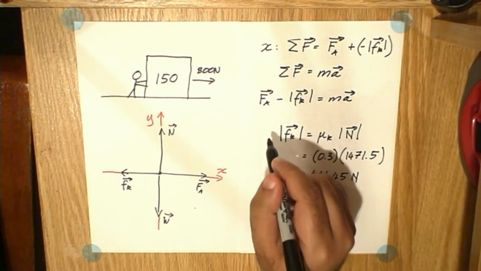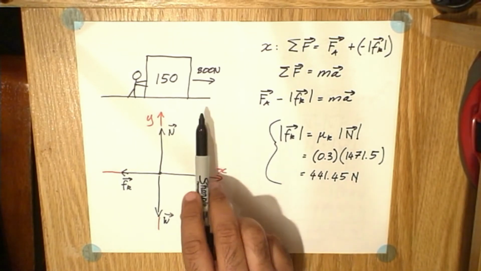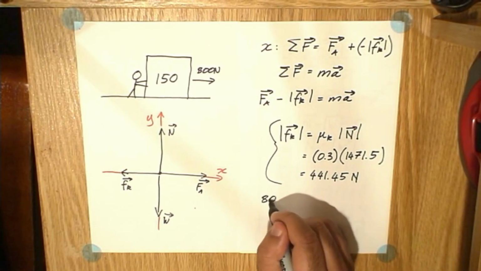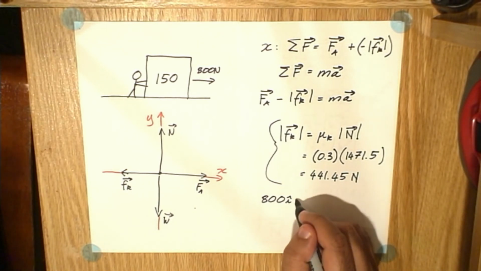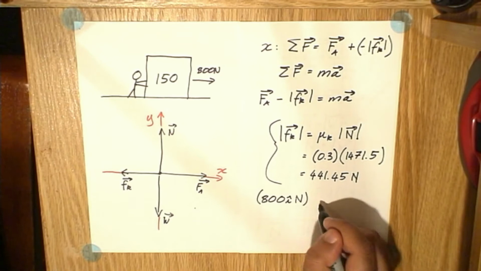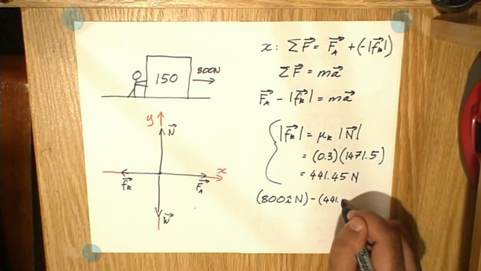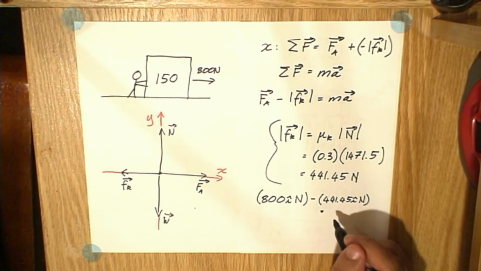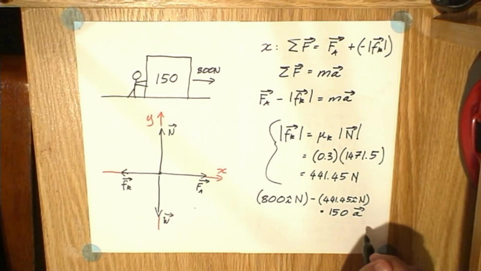Okay, so this gives us the force of kinetic friction. Let's plug in all the other information. The applied force was 800 newtons. And if we want to be really rigorous about it, we would say 800 i hat newtons, minus F sub k, which is 441.45 i hat newtons. And all of this is equal to the mass, 150, times the acceleration, which is as yet unknown.